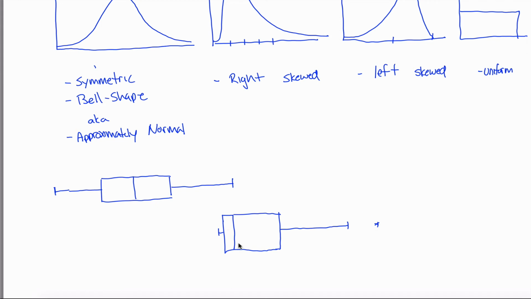And a left skew distribution would just be this guy kind of flipped around. So I have this huge tail now going out to the left. But most of my observations are sort of clustered over here on the right. This is what's called a left skew distribution.